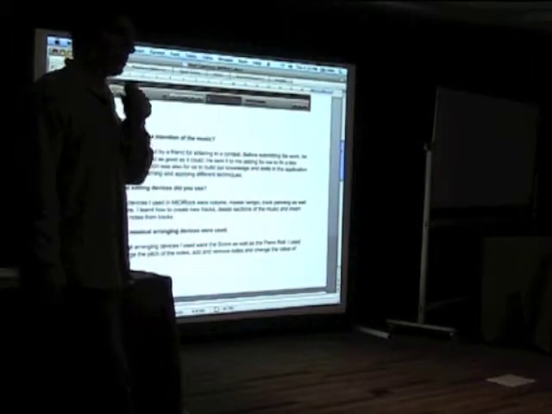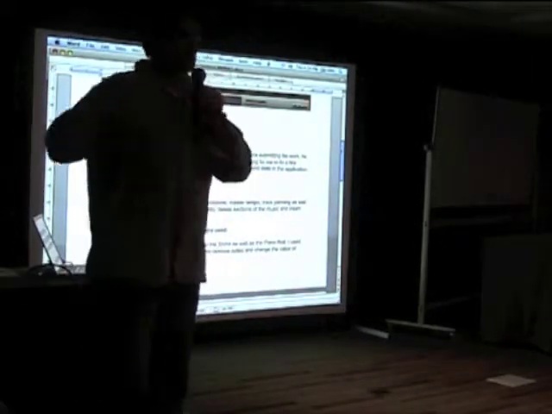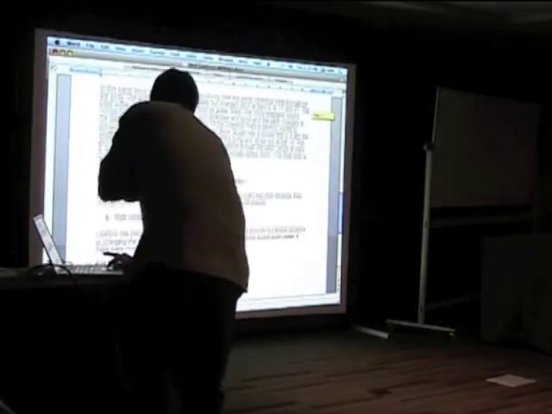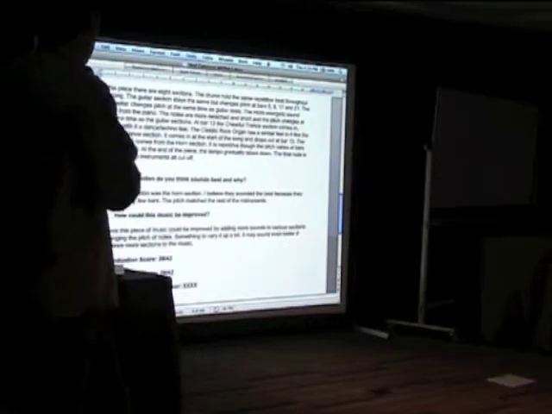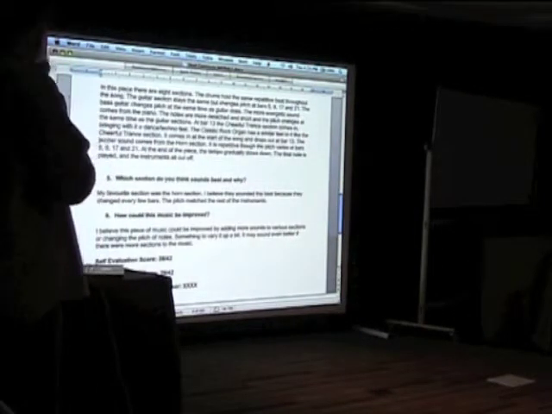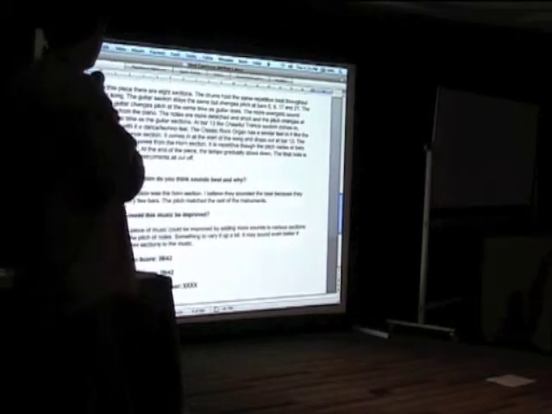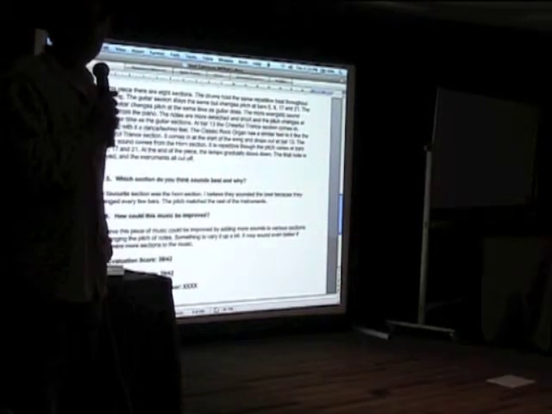And of course, I'm trying to set up the notion that they need to understand the intention of what they're trying to do. How could this music be improved? I believe the piece of music could be improved by adding more sounds to various sections or changing the pitch of notes, something to vary it up a bit. It may sound even better if there were more sections to the music.